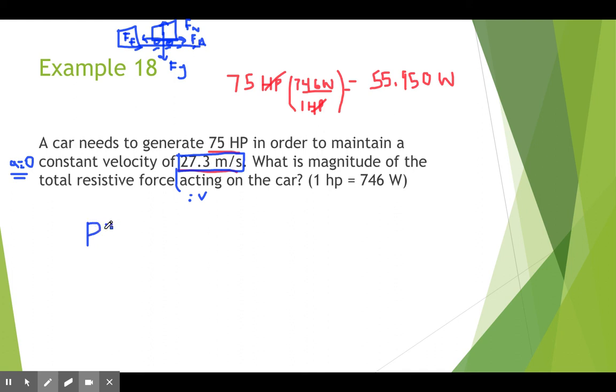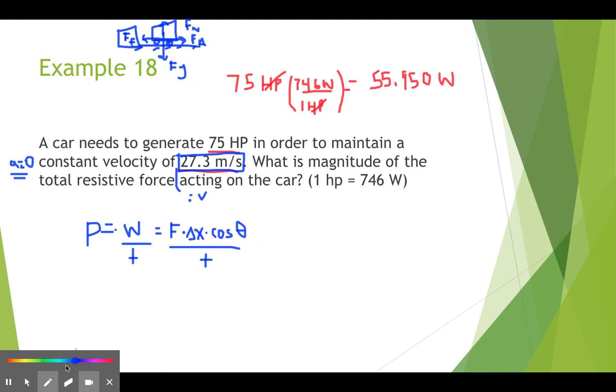So we have power. Again, we know power is work over time. Work is force times displacement times the cosine of the angle divided by time. We only know that there's constant velocity. We are not given any other information. So we need to use the version of power that is reliant on velocity, right? Displacement over time is velocity. So the equation we're using here is power is equal to force times velocity times the cosine of theta.